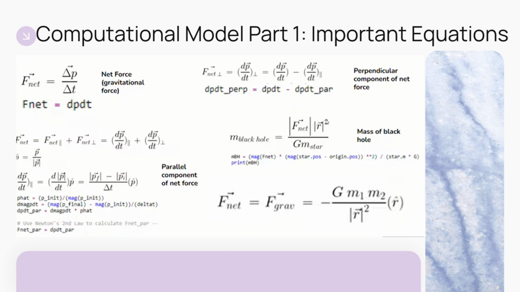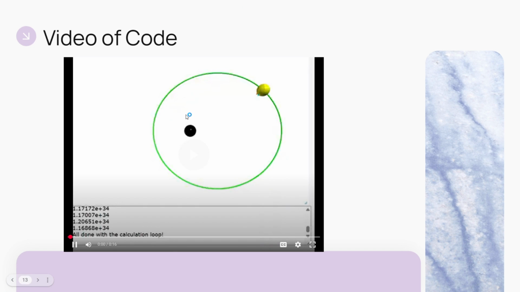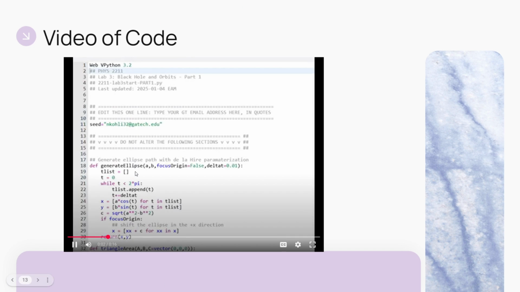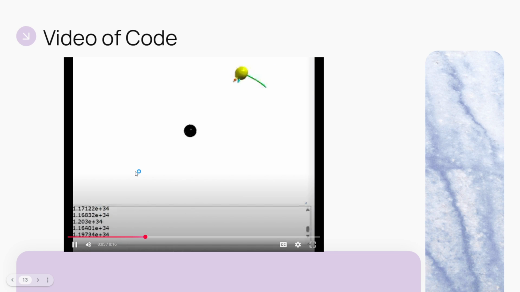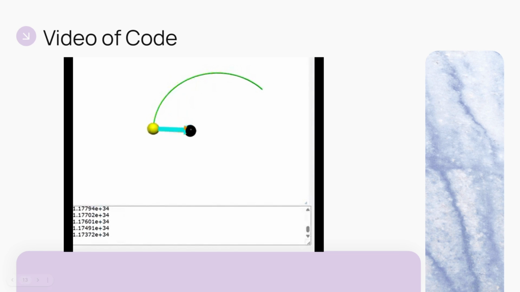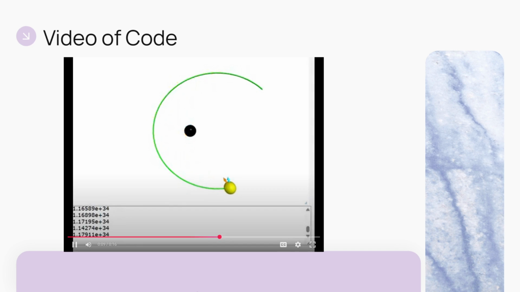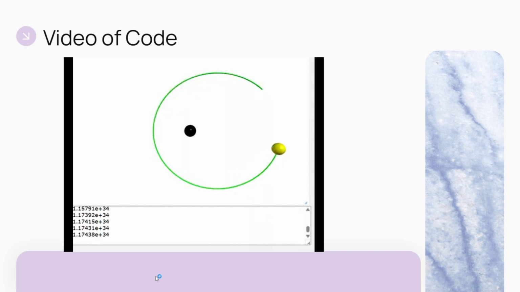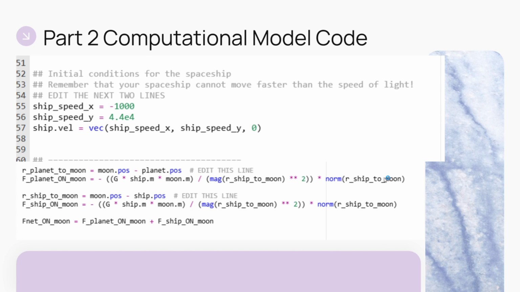Here we have the code for part 1. This is the computational model. We have the time interval. Here are some important equations for part 1. We have F net, and the perpendicular component of net force. Here we have a video of part 1 and the code, as we can see, it's orbiting the black hole, and the arrows point in different directions. And those are the parallel and the perpendicular components of the gravitational forces being acted on it.